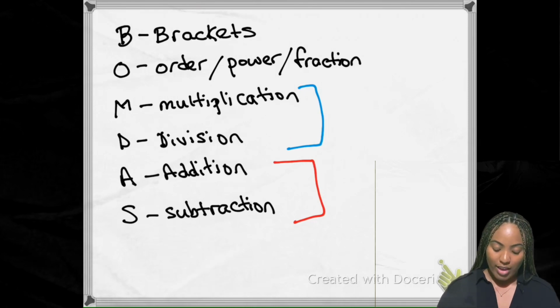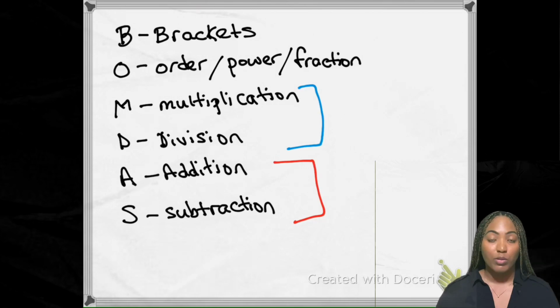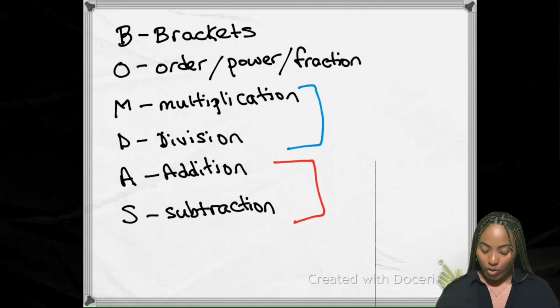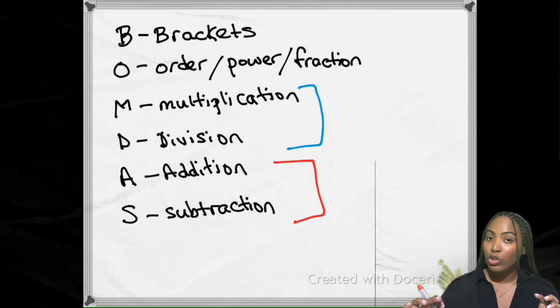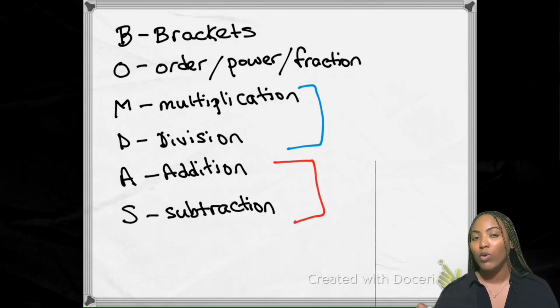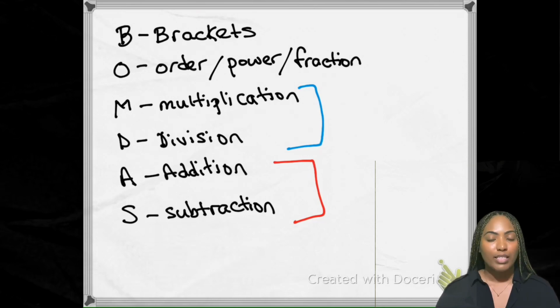Then we have A for addition, S for subtraction. Similarly, in red, I have addition and subtraction showing that those two are on the same level. So we always do multiplication and division before addition and subtraction. However, as it relates to multiplication and division, it is whichever one we see first. As it relates to addition and subtraction, it is whichever one comes first. Now, to make this clear, of course, let's go into an example.